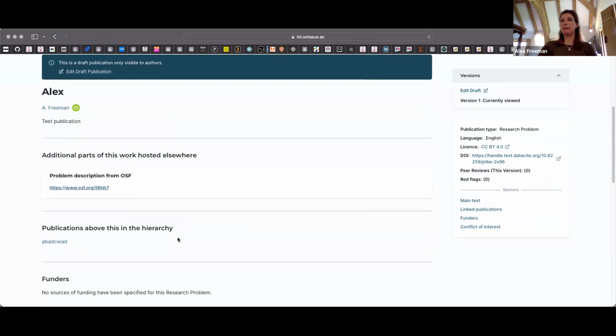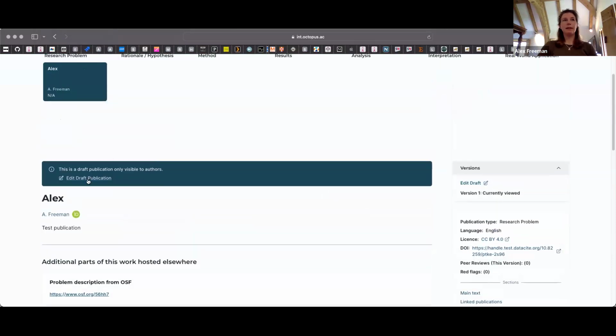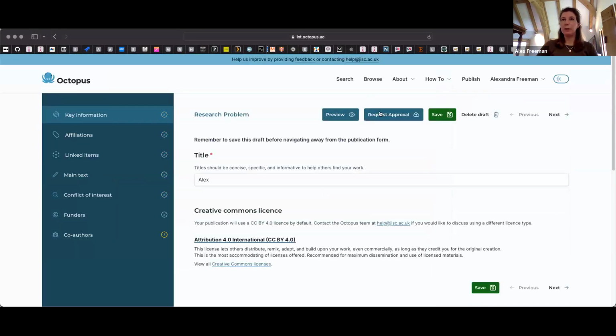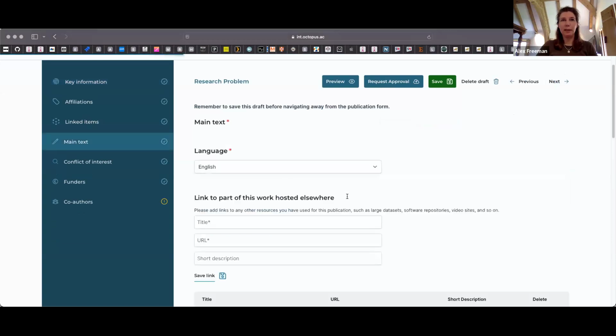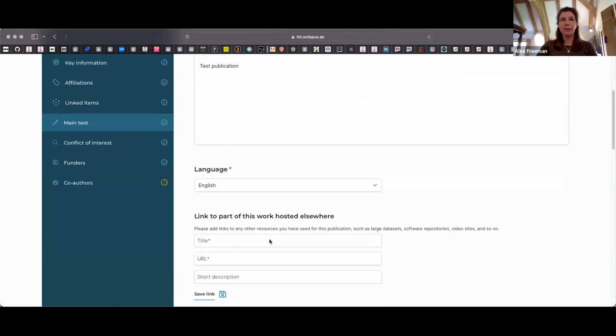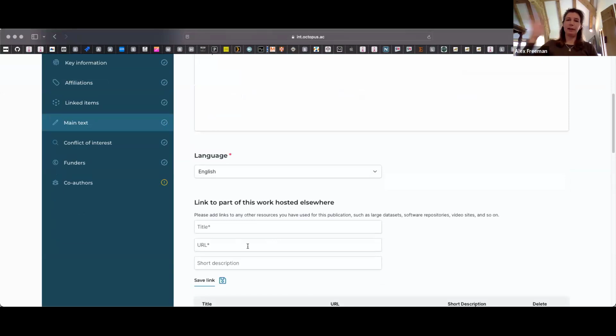And that's where it's all ready. I can go back and edit that, or I can request approval from my co-author, Tim, and that will then email it to him and he will sign it off. And once it's all signed off, we can then publish it. So that is the important bit where you can link together work that you've put elsewhere into your Octopus publication chain.